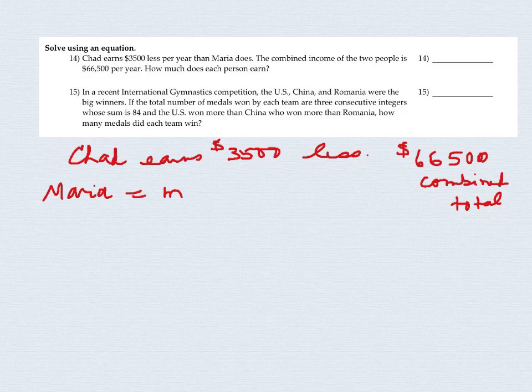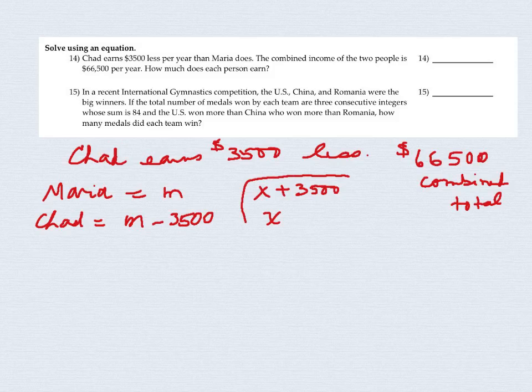We need to make up an expression for Chad. He earns $3,500 less than Maria. Therefore, his salary will be Maria's minus $3,500. You could have also done it a different way. I don't want to confuse you, but just think for a second. You could have said that Chad's salary was x, and Maria's salary would be x plus $3,500. You could have used these two variables, or these two. It makes no difference.